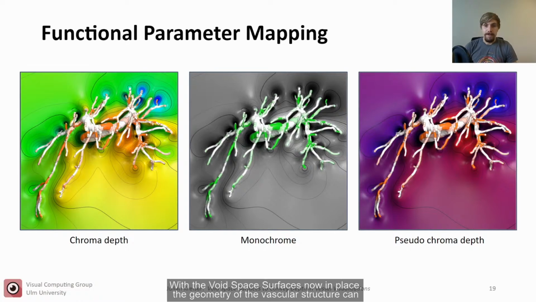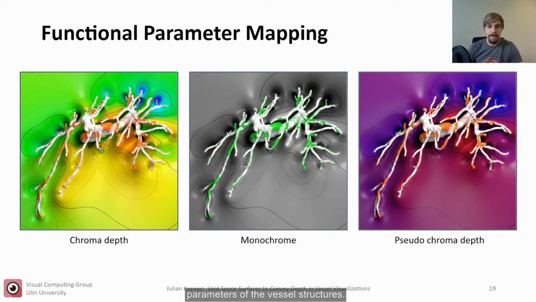With the void space surface now in place, the geometry of the vascular structure can now completely be used to map additional functional parameters, like blood pressure or wall shear stress. Here are some examples with different color coding in the background, and on a geometry to separate the depth cues from the map parameters of the vessel structures.